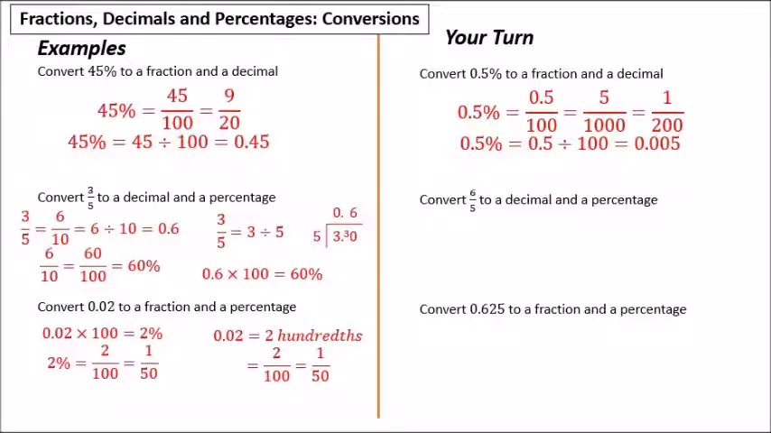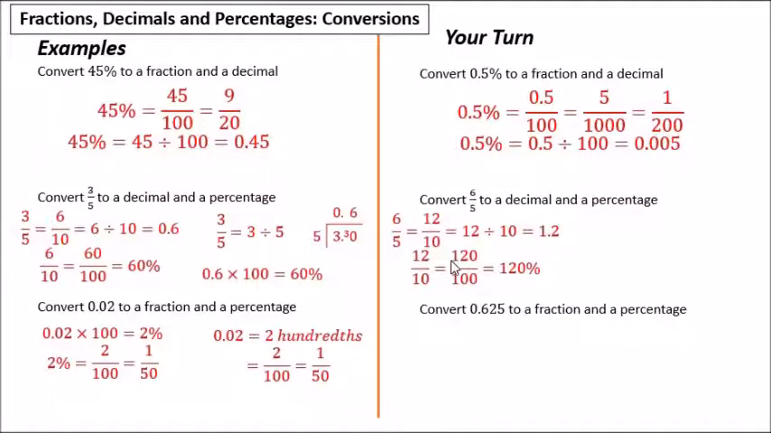To convert 6/5 to a decimal and percentage, well, this one's interesting because it's a top-heavy fraction. It's an improper fraction, but it's still fine. We can still do the same method. We can convert it to 12/10, which means 12 divided by 10, which is 1.2. Notice that 6/5 is double the 3/5, so this makes a lot of sense.